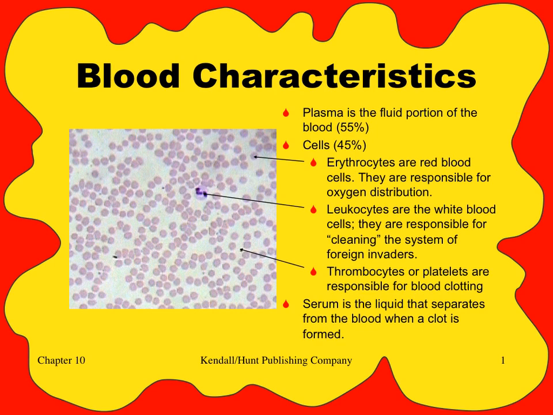Leukocytes is the technical term for a white blood cell. They are responsible for cleaning out foreign invaders. They help with your immune response, making sure that they're able to help identify and then kill off any foreign invader that might be within your body. Thrombocytes are platelets, and they assist with blood clotting. So serum, again, is the liquid that separates from the blood when there is a clot formed.